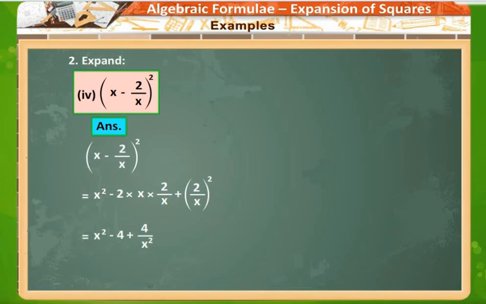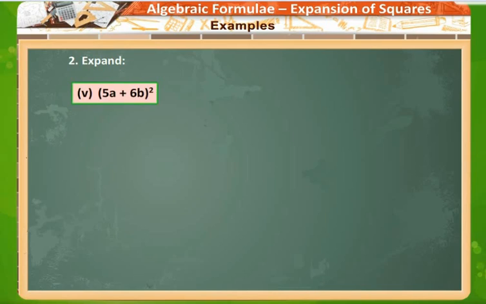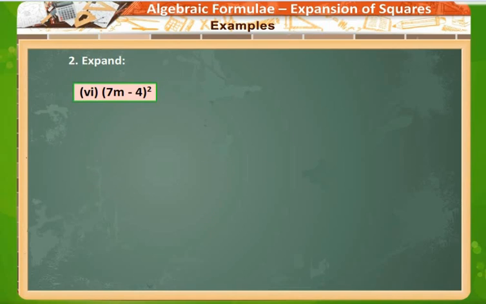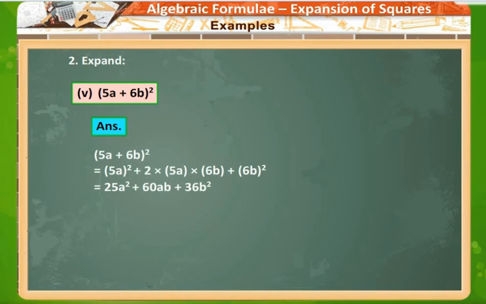Now again we will solve the next sum. These are the steps of how to expand. Now again (5a + 6b) square. So this is of the form (a + b) the whole square. So when we expand, (5a + 6b)^2 is equal to (5a)^2 + 2 × 5a × 6b + (6b)^2, and what you get is 25a^2 + 60ab + 36b^2.